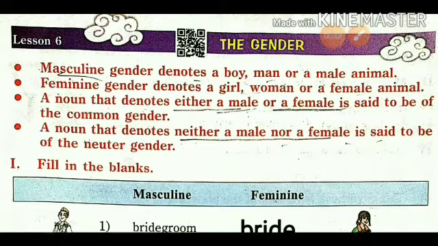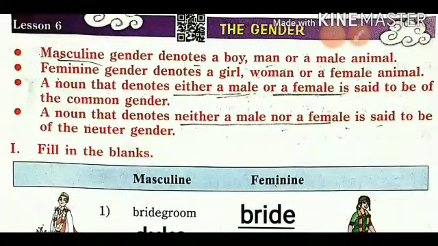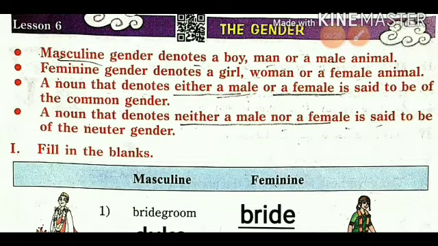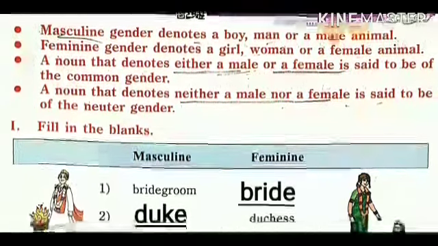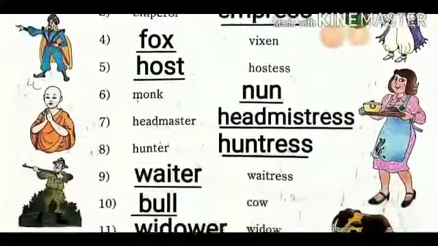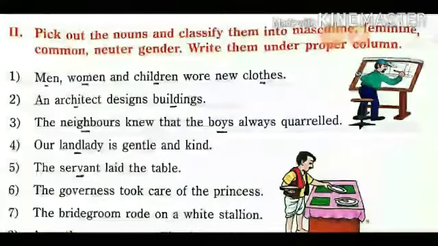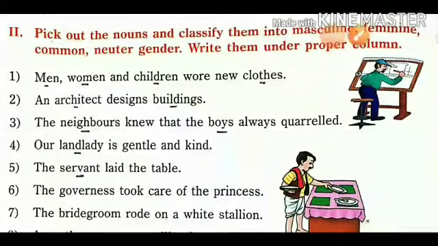In the last video we learned about its kinds: masculine, feminine, common gender and neuter gender, and we solved the fill in the blank of the first question. Now we are going to learn the second question.